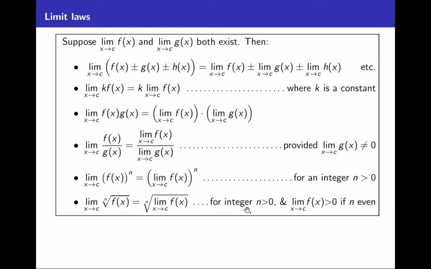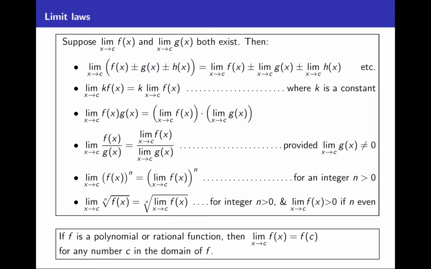And this holds for integers n greater than 0. And also we demand that the limit as x approaches c of f of x be greater than 0 if n is even, because otherwise, if it were negative, you can't take the even root of a negative number. So these are the limit laws as introduced in our previous lecture.